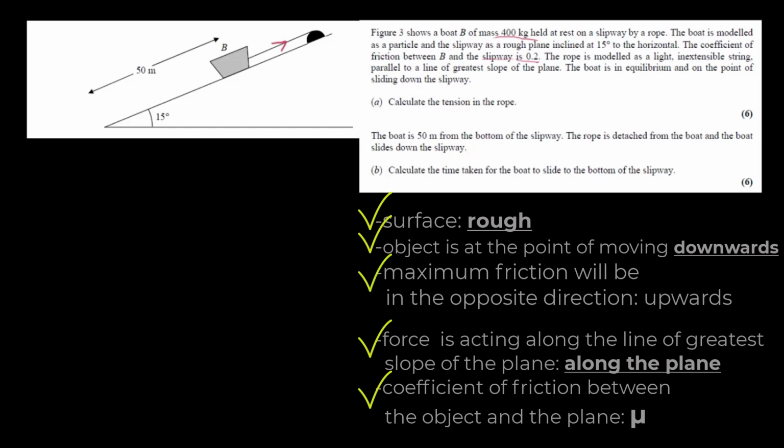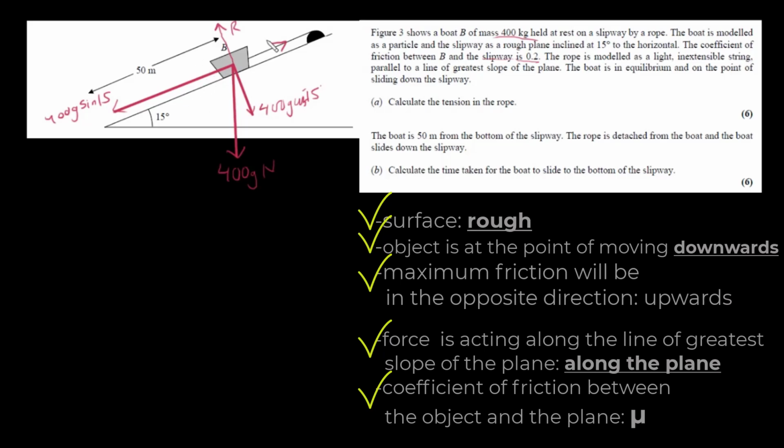Okay, so let's first of all write down all of the forces that we can possibly have. The first one is the weight. This is going to be 400g Newtons. This is going to have two components. One is mg, that means 400g sine 15 degrees, and the other one is 400g cos 15 degrees. These are the two components of the weight, and now we know there is going to be a normal reaction force R.